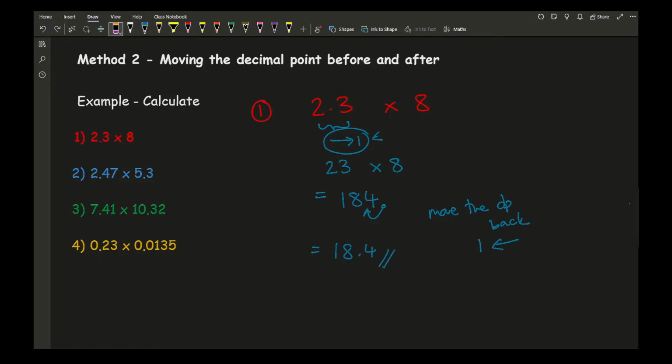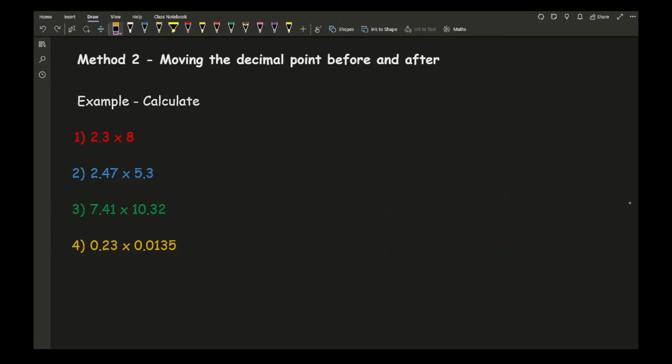So let's have a look at number 2. I've realised that I've switched from red pens to blue pens, which was defeating the object of having difficult questions. Hopefully I won't do that again.